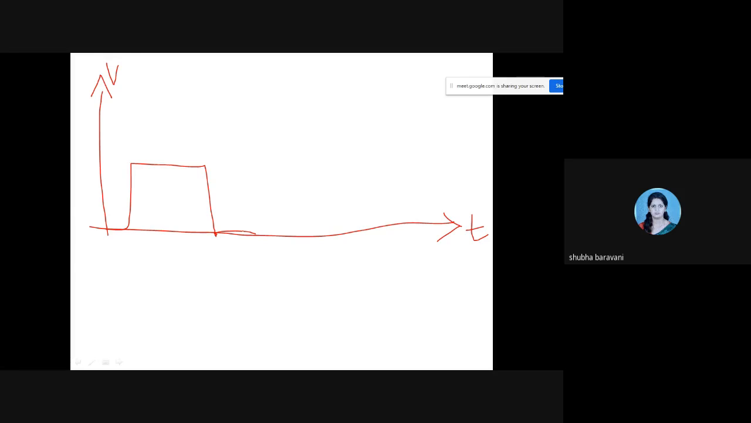Yes, ma'am. So this is a pulse. You all understand what is a pulse? Yes, ma'am. Pulse is like this. These are my pulses. Okay? So generally we call it a clock pulse. इसको हम लोग clock pulse बोलते हैं.